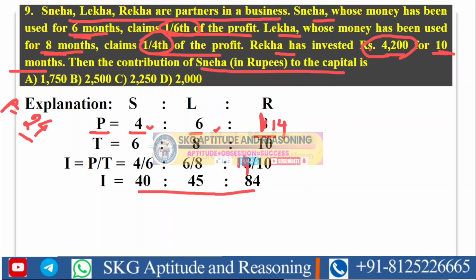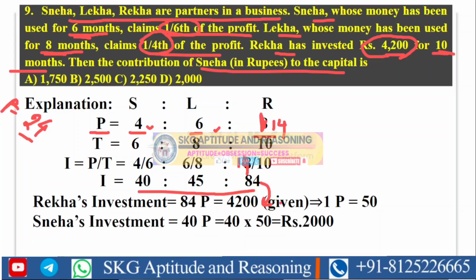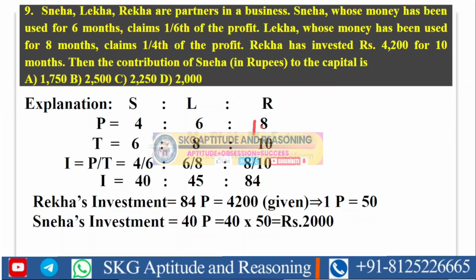And in the question, Rekha's investment was given. Rekha's investment is 84 parts. That is equal to 4,200, which means one part is equal to 50. Then what are we asked to find in the question? Sneha's capital or Sneha's investment. So Sneha's investment is 40 parts. Just now we found that one part is 50. Then 40 into 50 is equal to 2000. So Sneha invested an amount of rupees 2000, which is presented in option D.